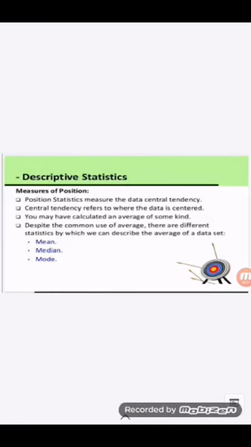Measures of position. Position statistics measure the data's central tendency. Central tendency refers to where the data is centered. You may have calculated an average of some kind. Despite the common use of the average, there are different statistics by which we can describe the average of a data set: mean, median, and mode.